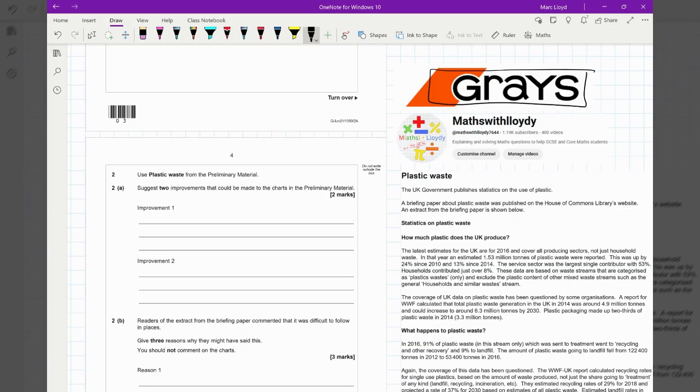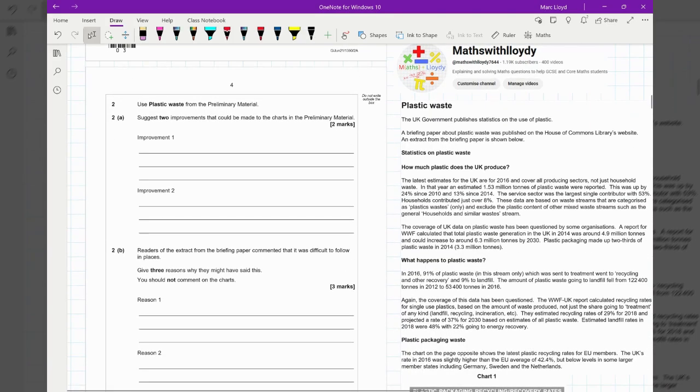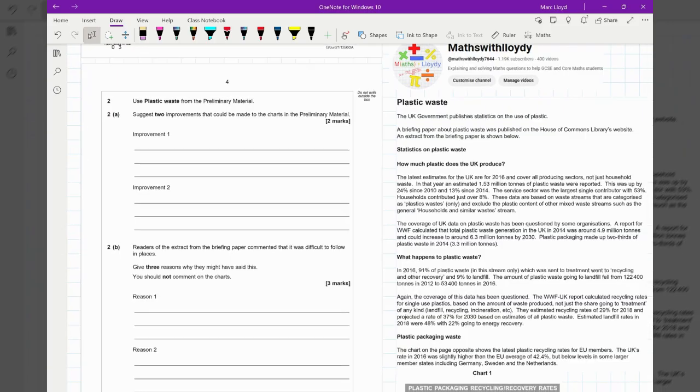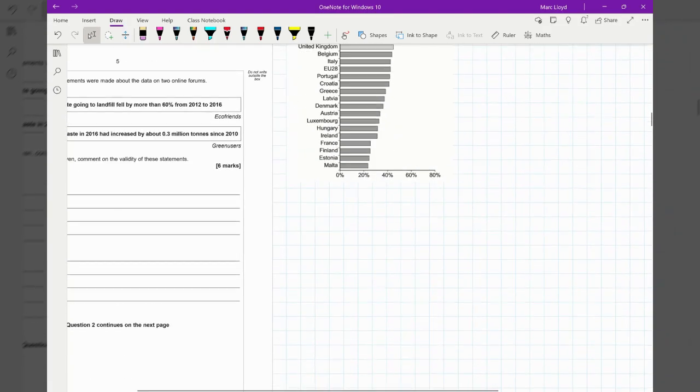And so let's get into it. So this is use plastic waste from the preliminary material. Suggest 2 improvements that could be made to the charts in the preliminary material. So I've only got chart 1 actually.